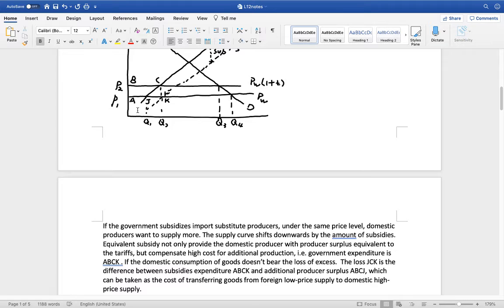If the domestic consumption of goods doesn't bear the loss of the excess, the loss JCK, the JCK is the difference between subsidies expenditure ABCK and additional producer surplus ABCJ, which can be taken as the cost of transferring goods from foreign low-price supply to domestic high-price supply.